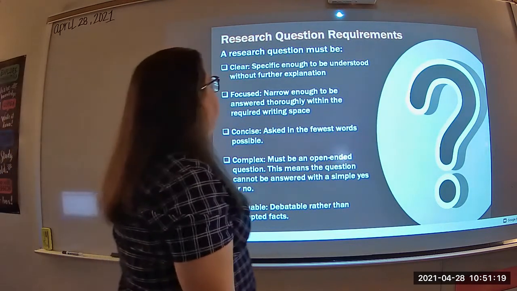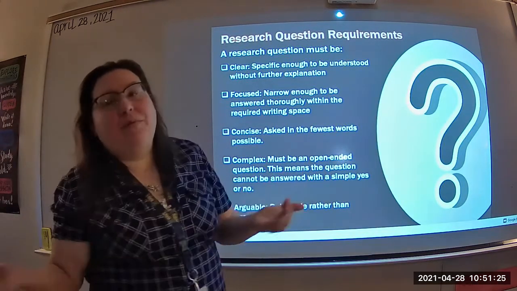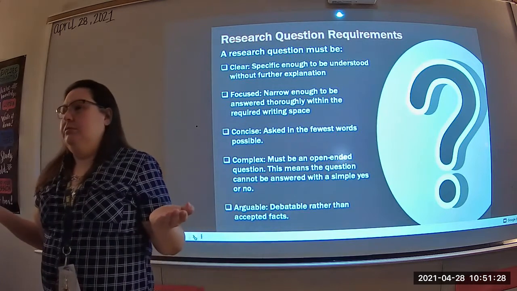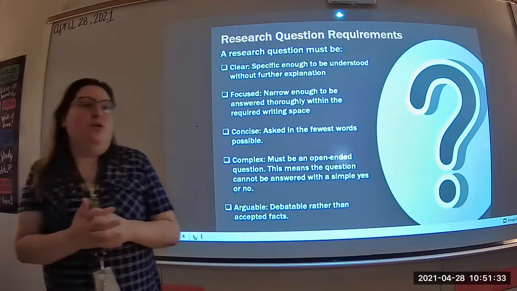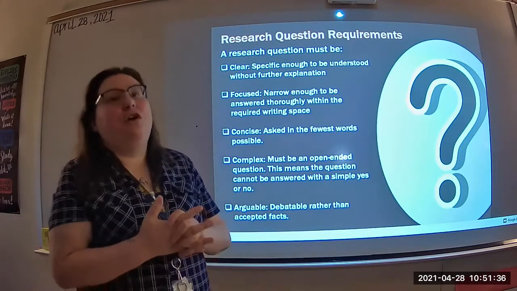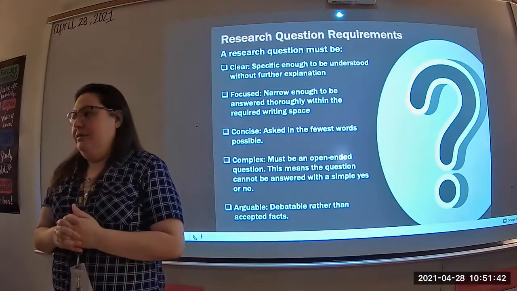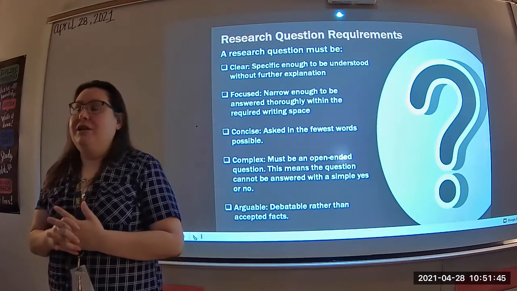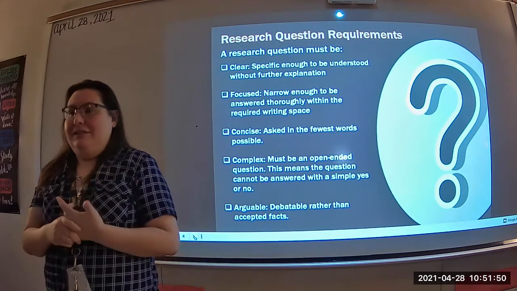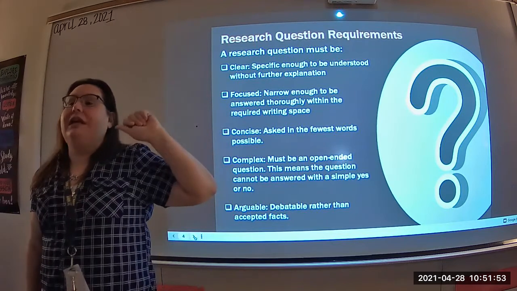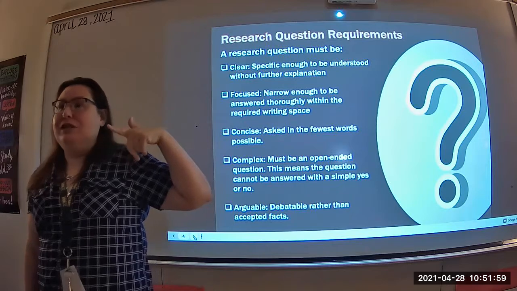Focus, it needs to be narrow enough to be answered thoroughly within the writing space required. So what's the max paper you guys have ever had to write? Two, right? 2, 3. So if I have a research question, what are the different effects of all the learning styles? Is that narrow enough for 2 pages? Yes. For all the learning styles? Yeah. How many learning styles are there? Like there's 3 main ones, but there's like different categories. Yeah, there's different categories. And so if I'm going to thoroughly answer all of them, do you think you can fit all of that into 2 pages? No. Absolutely not.